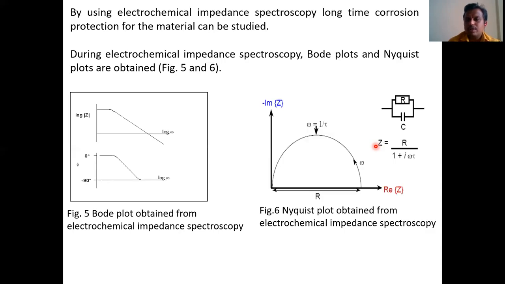From all these values you can predict the behavior of corrosion. Generally, when the impedance values are higher and the capacitance values are lower, then that coating will be better. So the capacitance values should be lesser and the impedance values should be more. So these are the Bode and Nyquist plots, which decide the corrosion behavior of that material.